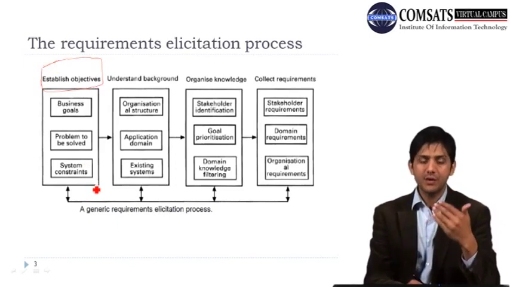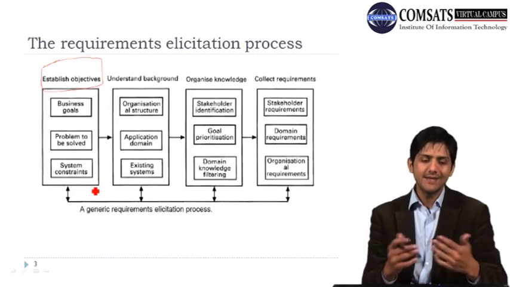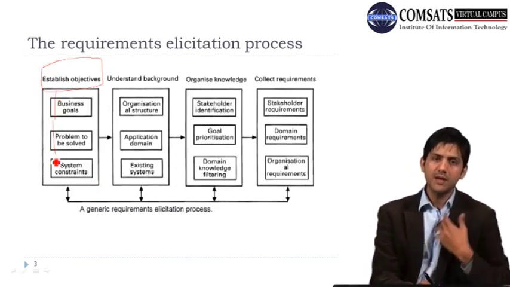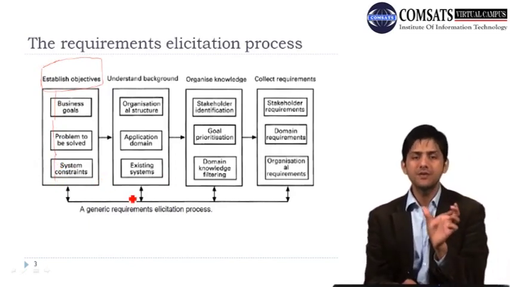We already have established an overall objective or a bigger goal of the client or customer, which he wants to achieve with the help of this software. But we want to establish very clear objectives. So we want to see what the business goals are. We want to understand what problem needs to be solved. We want to understand the system constraints. And this is the first stage of the elicitation process.